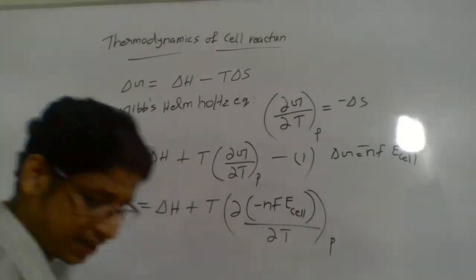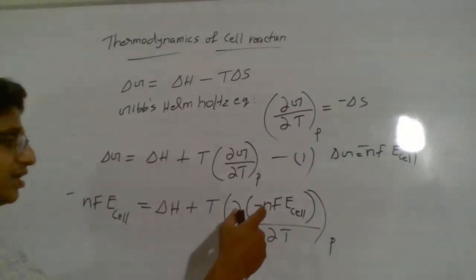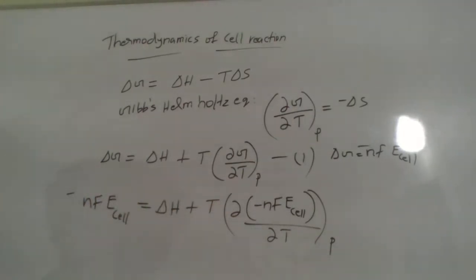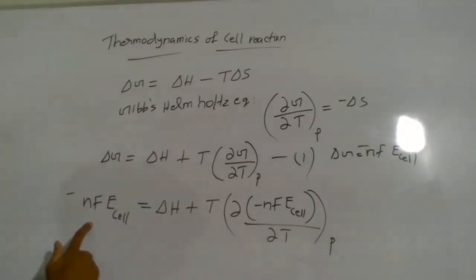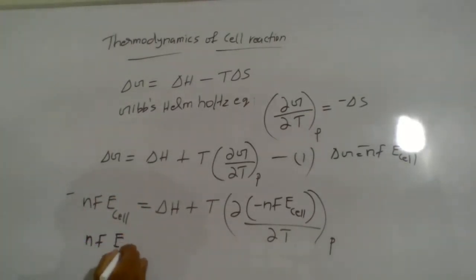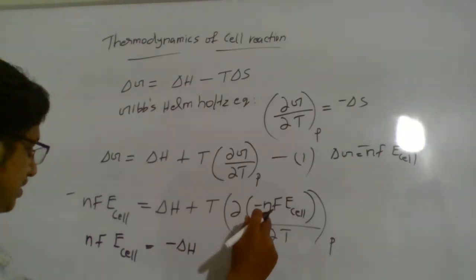Right? I just applied what is delta G. Instead of delta G, I applied minus nFE cell. Now here you can see nF, here also nF is there. So let us change the minus sign. So nFE cell is equal to minus delta H, minus we can remove.